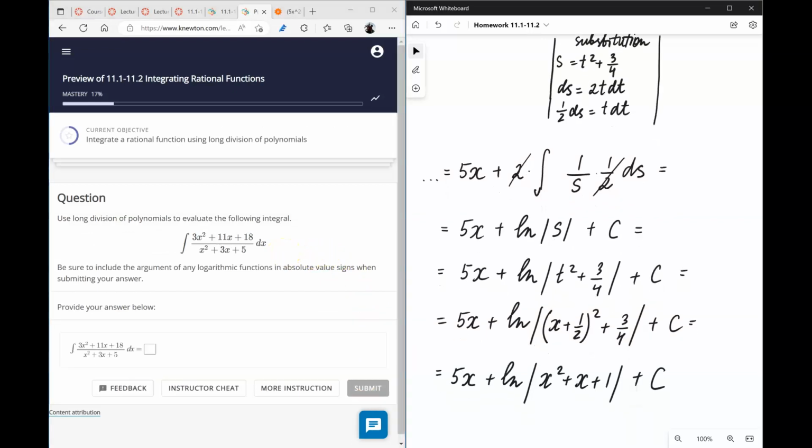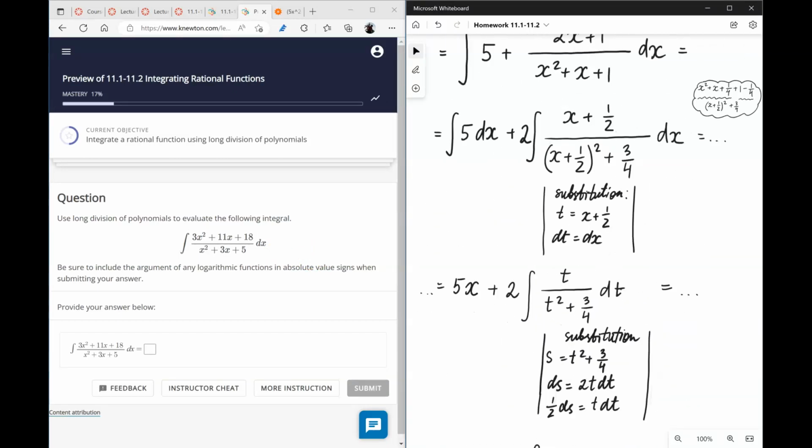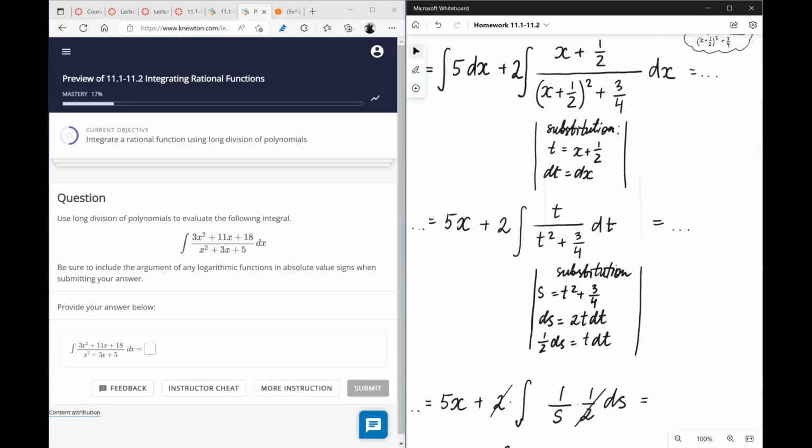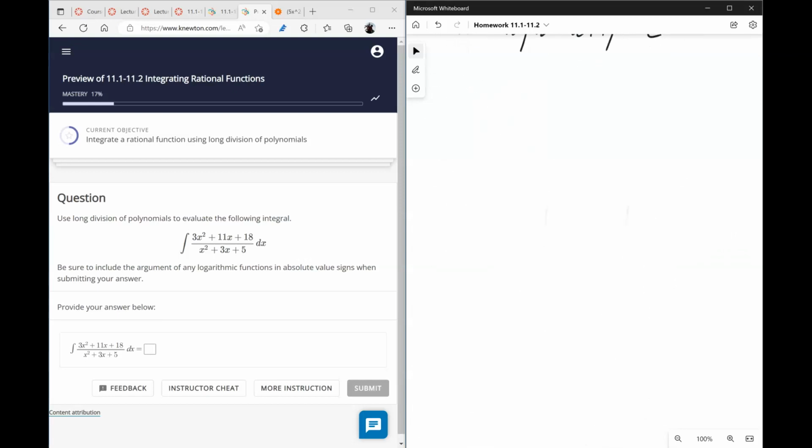We have another very similar problem. So this will be number 3. Integral of 3x squared plus 11x plus 18 divided by x squared plus 3x plus 5.